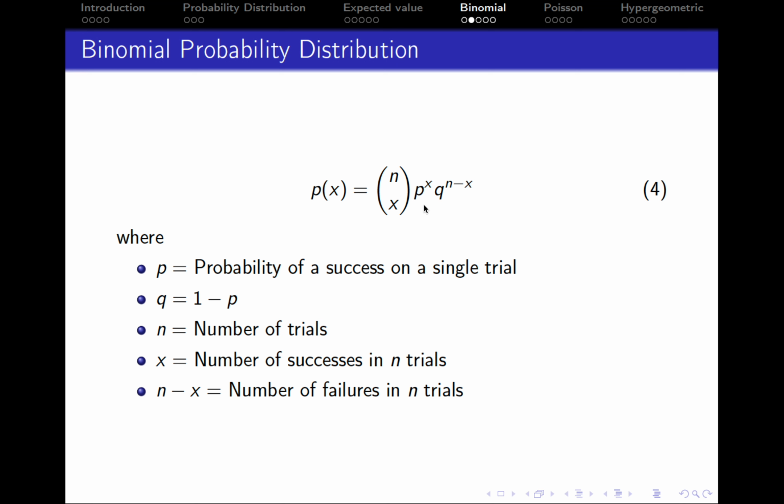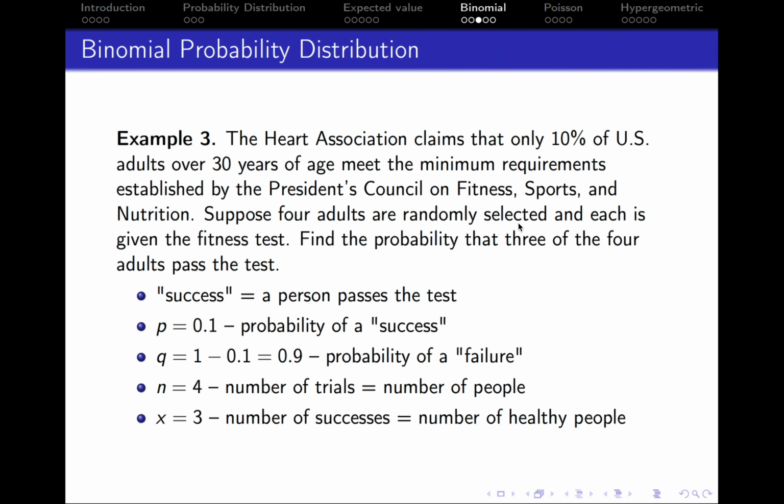So if we're tossing a coin, the probability of having a head, so the probability of this success, will be 1/2 taken to the power of x, so the number of successes we're interested in. Then we multiply by Q, which is just 1 minus P, taken to the power of n minus x, so the number of failures in n trials. And let's have a look at the example.